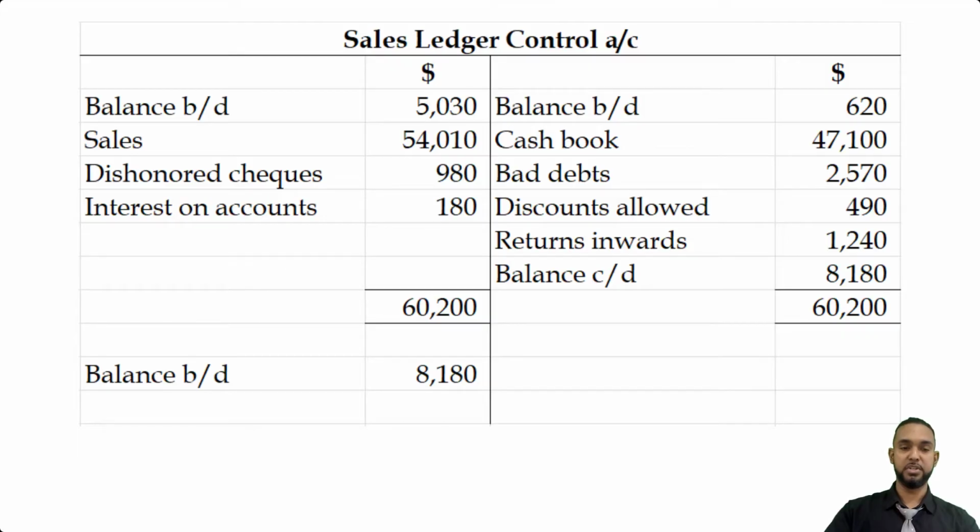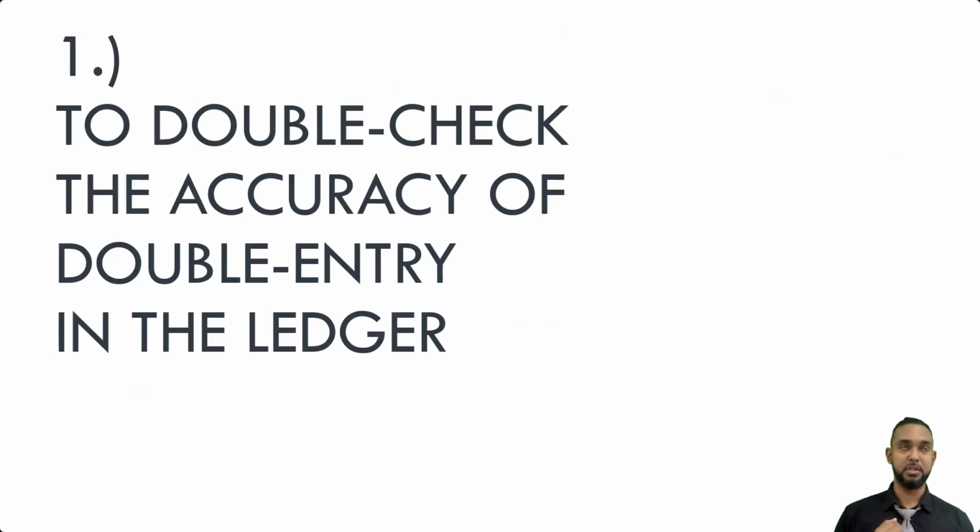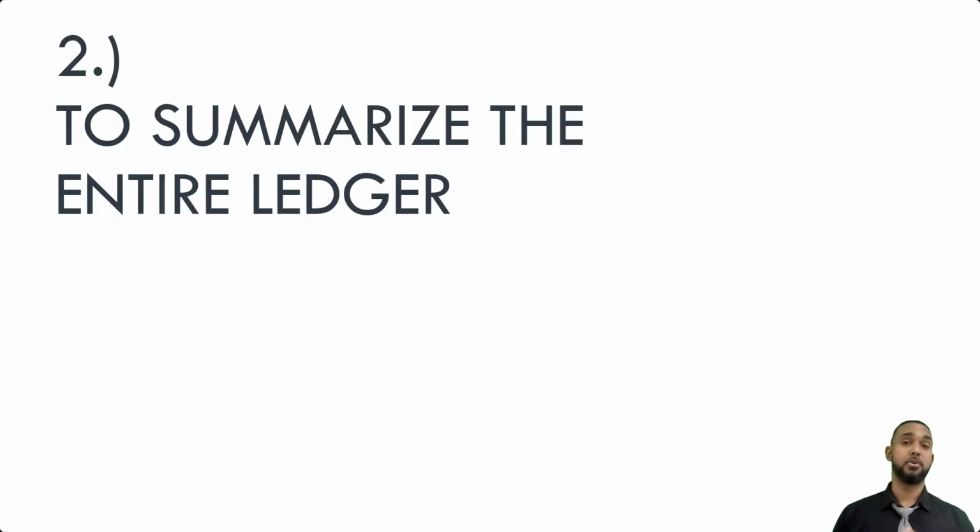All right, there's one last part of this question here. It says, state one reason why Lara Bryan prepares a control account for debtors. So I'll give you two. One is to double check the accuracy of the double entry in the sales ledger. And two, to summarize the entire ledger.